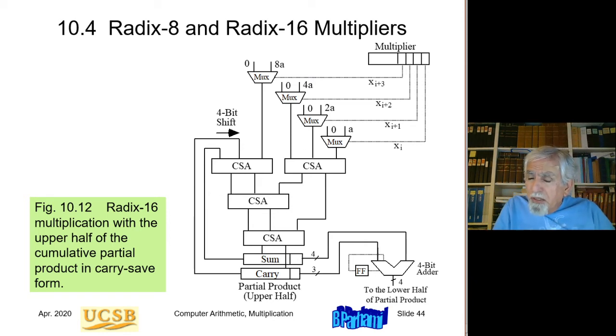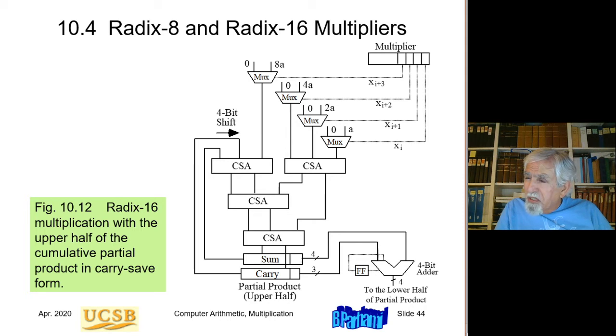But the number of cycles is cut by a factor of 4. Instead of k, we have k over 4 cycles. So this is bound to be much faster, especially since we are using carry-safe partial product. So this is radix 16 multiplication. You may wonder why I skipped radix 8, right?